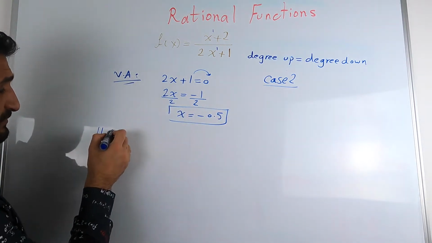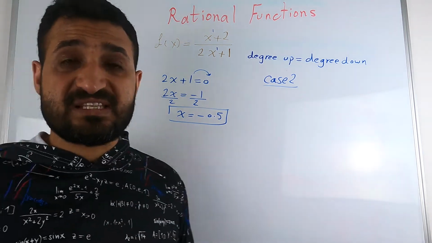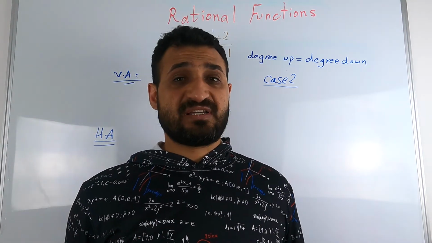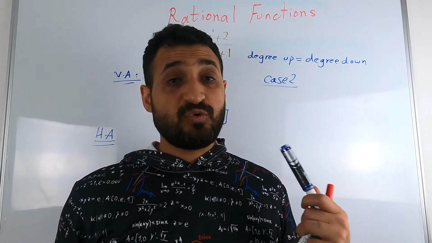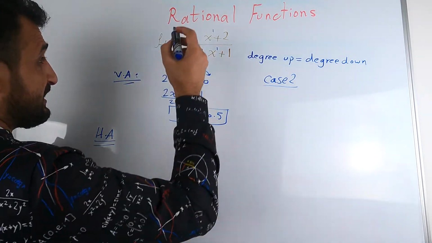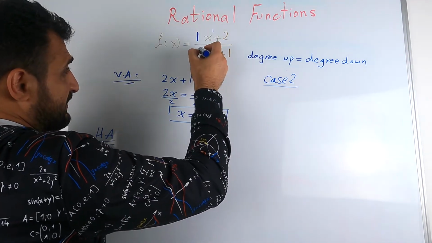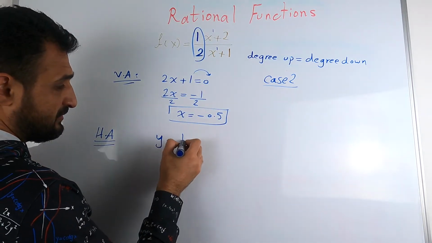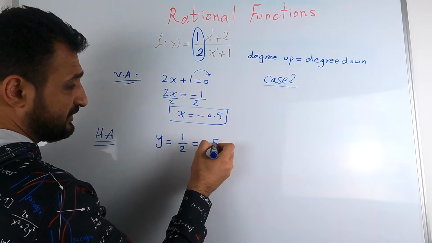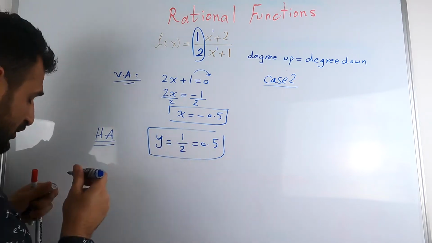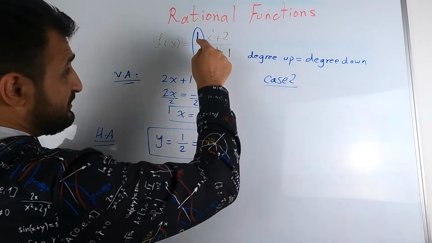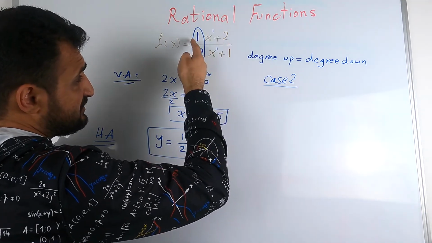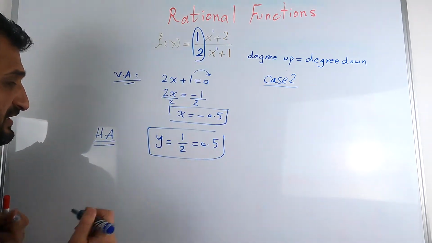Now horizontal asymptote. If you remember in case number 1, always the horizontal asymptote was y equals 1. Now no, it's not like that. Just pick up the coefficient of this divided by the coefficient of this. So y equals half or 0.5, whatever you like. So always you do that. Always you divide the coefficient next to x by the coefficient next to x.